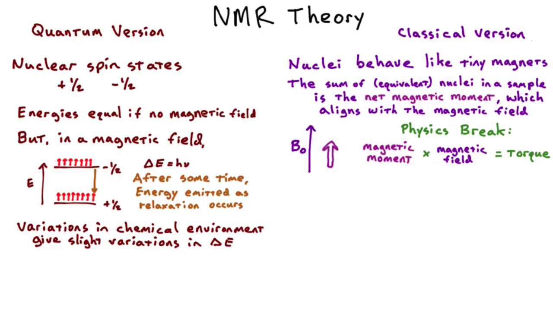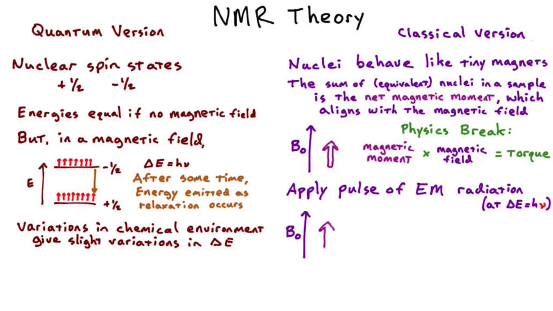Okay, so right now as it's sitting, there's no torque because they're perpendicular to each other, so we don't get a cross product. But we take advantage of this behavior and purposefully apply a pulse of electromagnetic radiation that will move this around. So remember, electromagnetic radiation has both an electric and a magnetic component. Let me redraw this little picture. If you put in electromagnetic radiation at a frequency that happens to match the frequency from delta E in the quantum version, then you'll move this net magnetic moment.